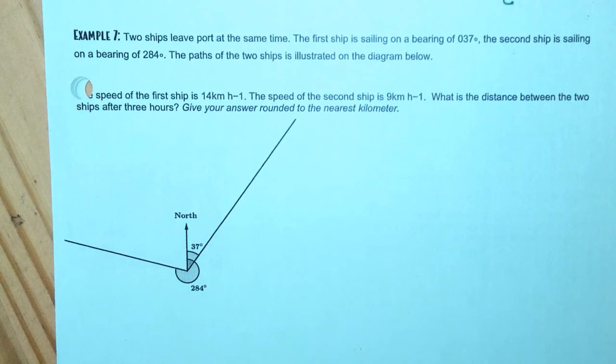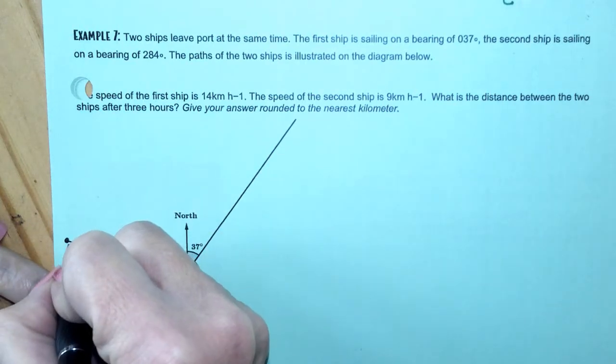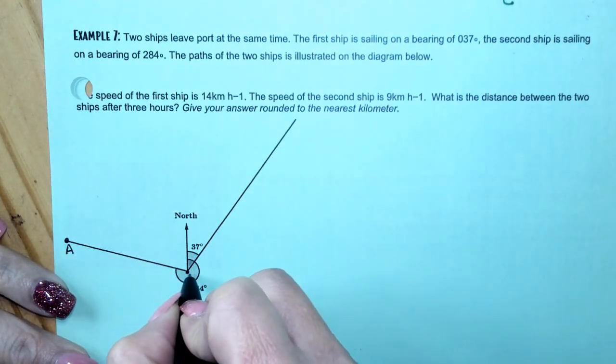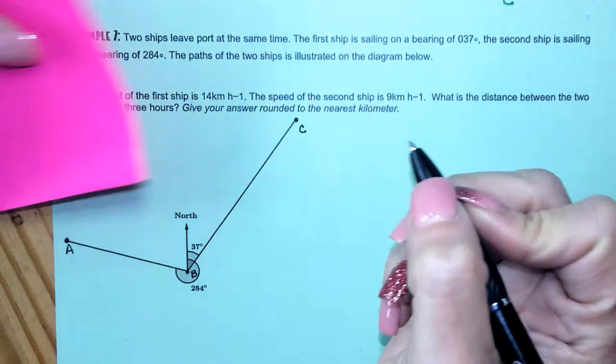Okay, so you can kind of see that. The speed of the first ship is 14 kilometers per hour. The speed of the second ship is 9 kilometers per hour. What is the distance between the two ships after 3 hours? I'll let you look at it. Then I'll start drawing on it. I am going to go ahead and label some points on here. I'm going to call this point A, this point here B, and this point up here C.